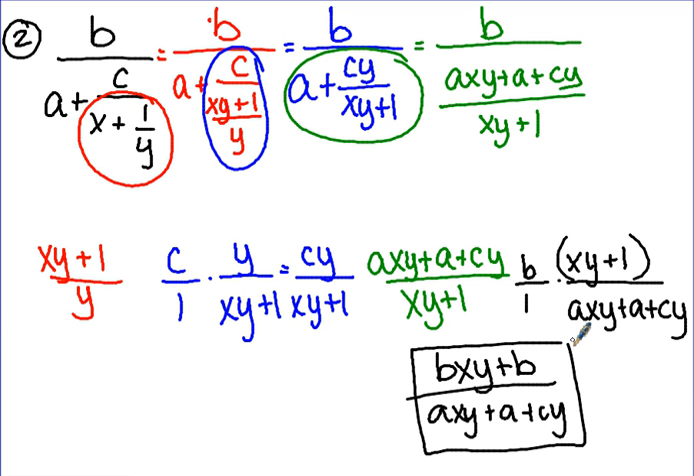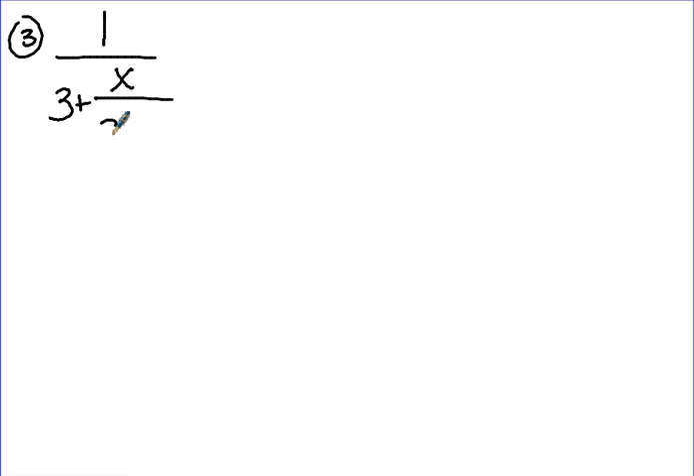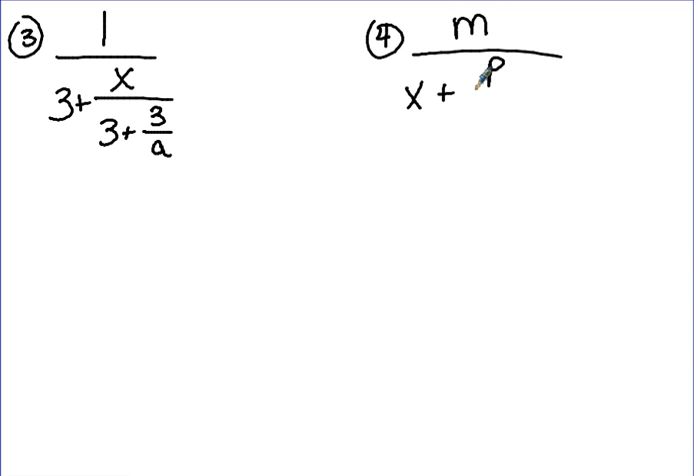All right, I'm going to put 2 more on the board. I want you to go ahead and try to work these on your own tonight. If you need to go back and rewatch these last 2 problems, go ahead and do that. The last 2 that I want you to do on your own are 1 over 3 plus x over (3 plus 3 over a). Go ahead and try that one. And then I'd also like you to do m over x plus p over (q plus 1 over z). Go ahead and try those 2 on your own. We'll come back and take a look at these in class.